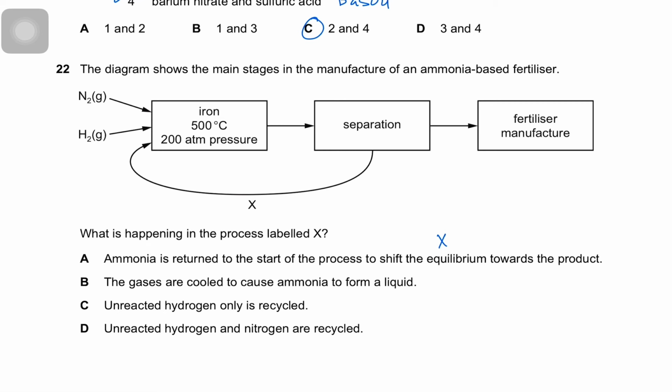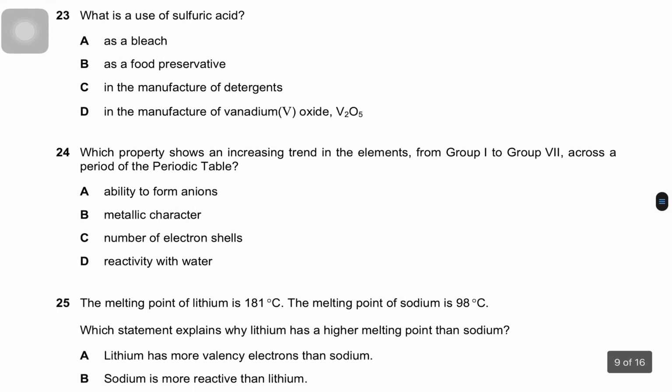Even if you sent ammonia in the main container, the equation goes something like this. Even if you sent ammonia backwards into the main container, it will shift the equilibrium towards the left side, not towards the right. So that is wrong. The gases are cooled to cause ammonia to form a liquid. Okay, but making it liquid does not have anything to do with sending it back to the original container. Unreacted nitrogen and hydrogen are recycled. So you're recycling the gases, you're sending them back to the original container.